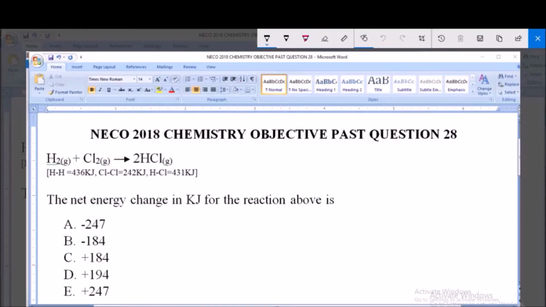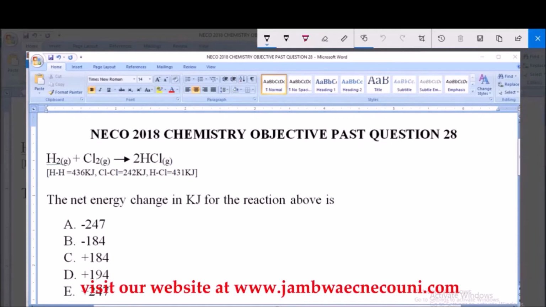I will be answering NECO 2018 Chemistry Objective Past Question 28. Now we're given this reaction, that is hydrogen reacts with chlorine to give us hydrogen chloride. Beneath them is the heat content of each of the reactants and also the heat content of the product. The question says the net energy change in kilojoules for the reaction above is A minus 247, B minus 184, C plus 184, D plus 194, and E plus 247. So we are asked to calculate the net energy change.